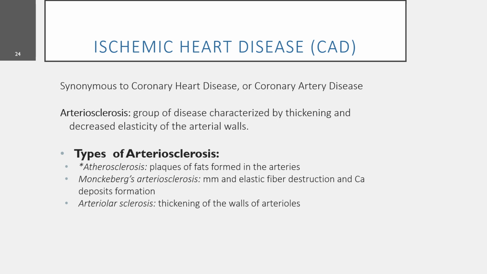There are various types of arterial sclerosis. Atherosclerosis is the most common form, involving fatty plaques in the inner layer of the arteries, including coronary arteries. Monckeberg's arteriosclerosis affects the middle layer of the arteries, causing destruction of muscle and elastic fibers and the formation of calcium deposits. And arteriolar sclerosis is thickening of the small arteries. All three types can be present in the same individual, affecting different blood vessels.